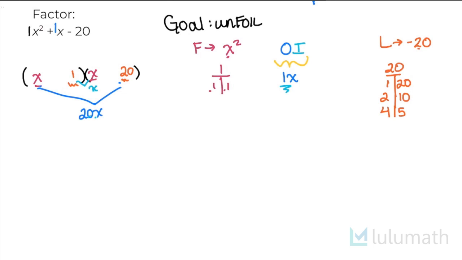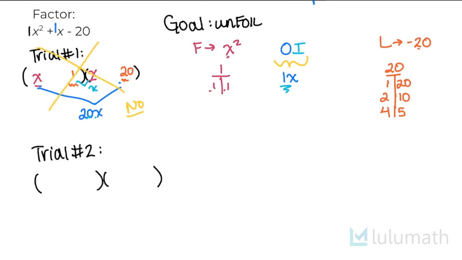If the x is negative and the 20x is positive, I would get 19x. And if the x was positive and the 20x was negative, I would get negative 19x. Regardless, this is telling me that our first trial is not going to work. So let's go ahead and try our second trial right here. So I will put x and x again.